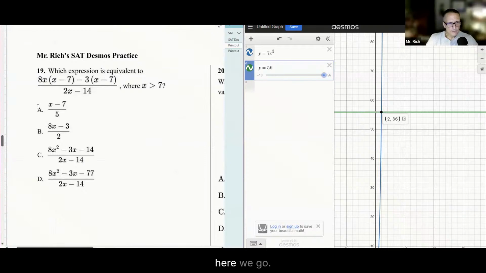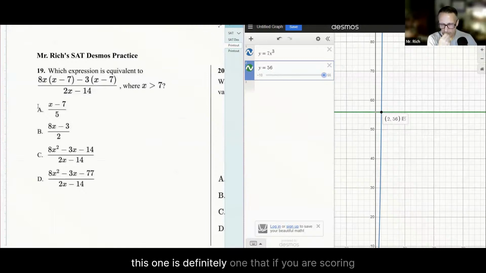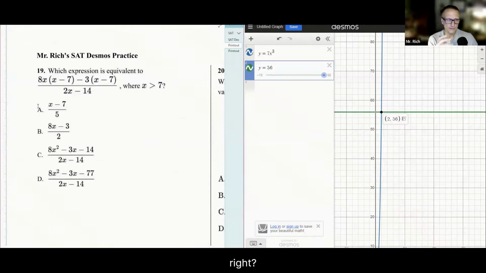Next. All right, here we go. This is an interesting problem. Which expression is equivalent to this? This one is definitely one that, if you are scoring in the 600s and trying to get to the 700s, you need to know the algebra on. But there is a way for me to figure out what this is without algebra.